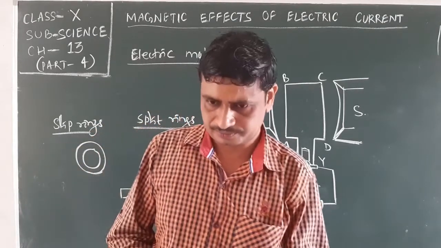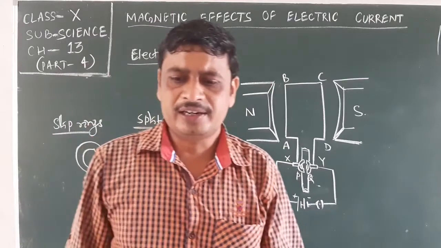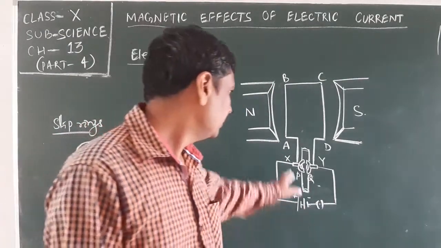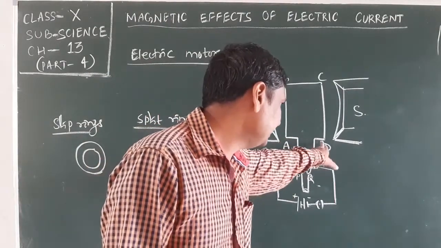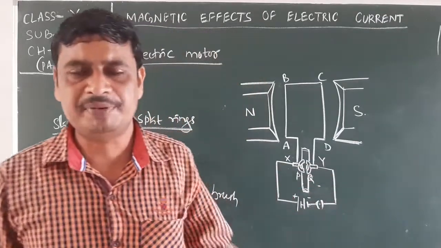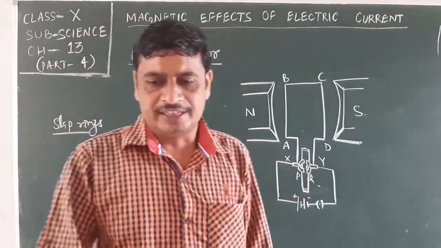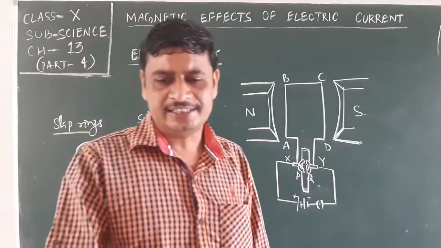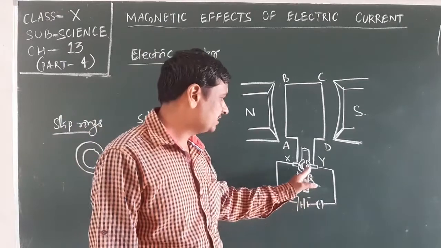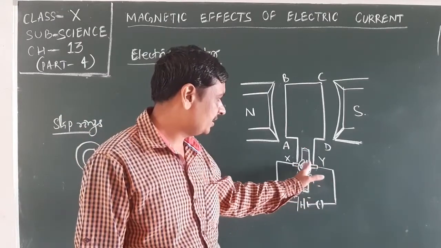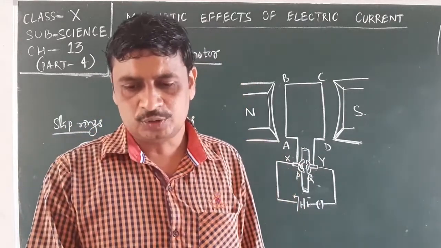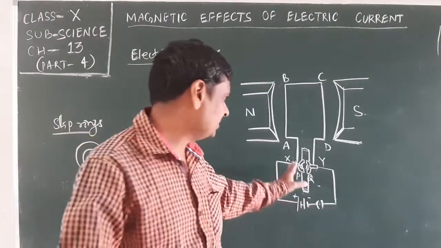Now the ends of the coil are connected to two halves, P and Q, of split rings. Both end A and end D are connected with the two split rings named P and Q here. The inner sides of these halves are insulated and attached to the axle. The outer conducting parts of these rings are attached to two stationary brushes named X and Y.